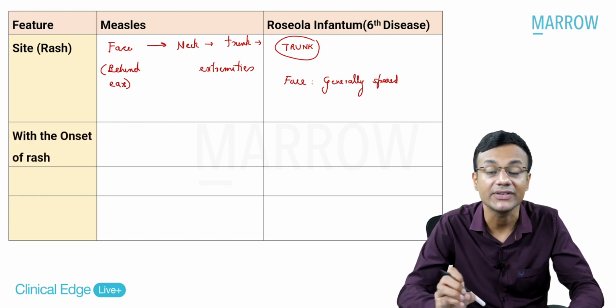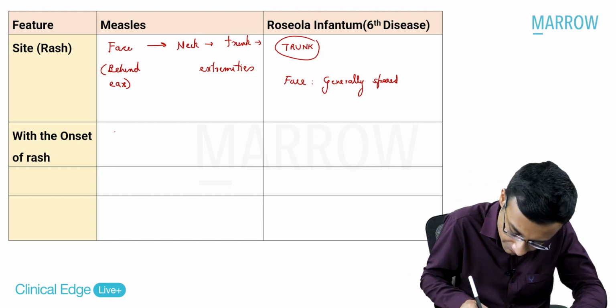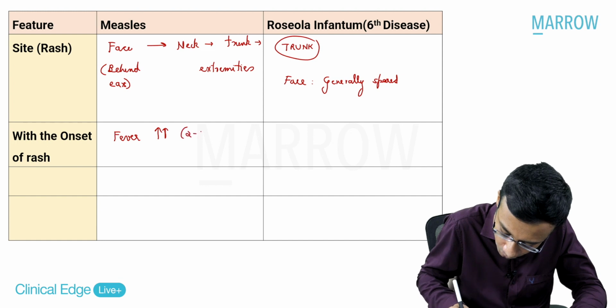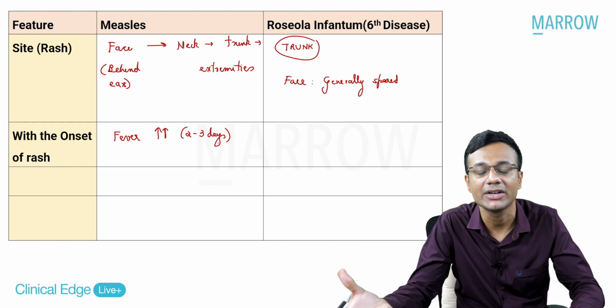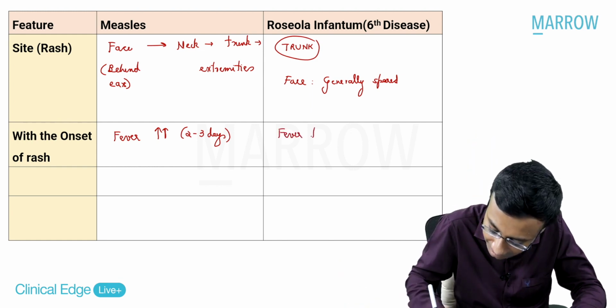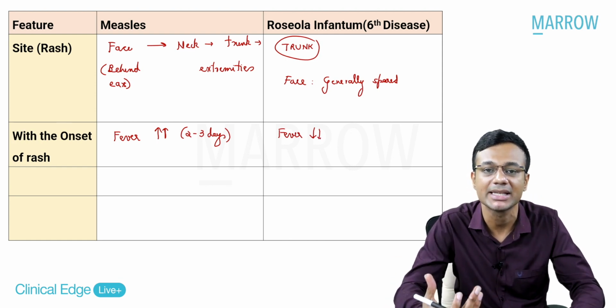The second point here is with the onset of rash. What will happen in measles with the onset of rash? The fever increases for the next 2 to 3 days. Very, very important point. What is going to happen with roseola infantum? With the onset of the rash, fever decreases. Very, very important clue, students, to pick up in an MCQ exam.